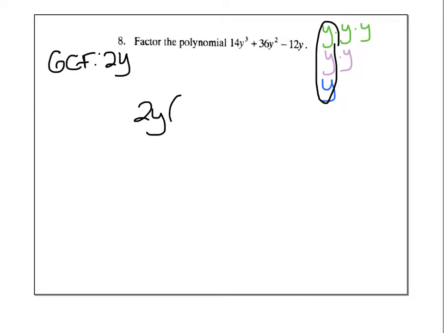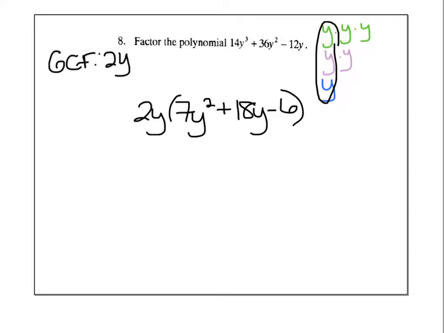14y cubed divided by 2y. 14 divided by 2 is 7. You can see that we've got 2 y's left, so y squared, plus 36 divided by 2, that's 18. And you can see that we've got 1 y left. And then 12 divided by 2 is 6. And you can see that there's no y's left there.